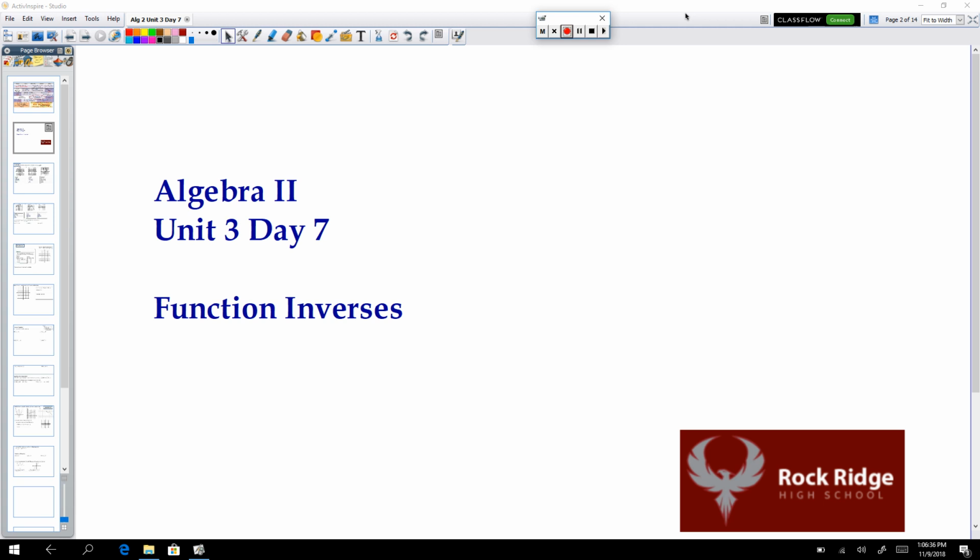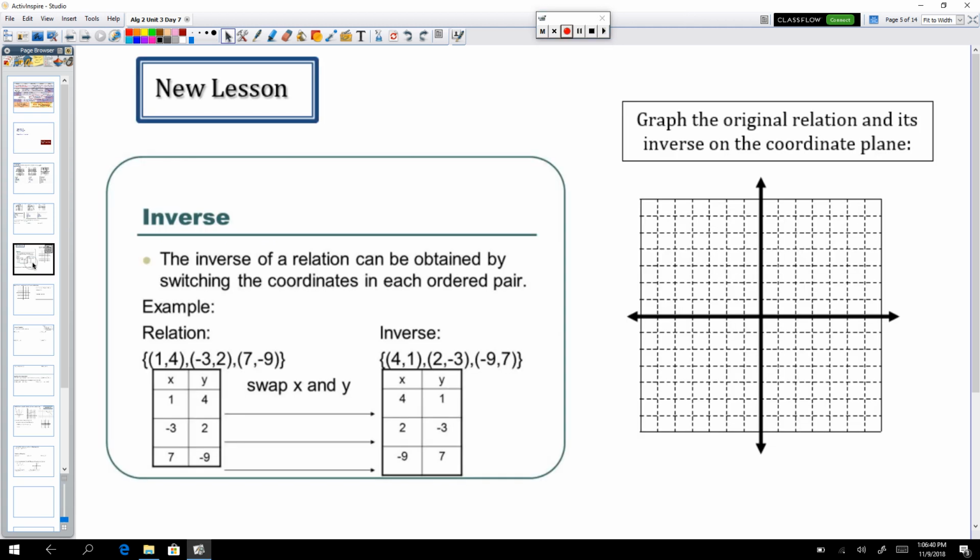This is the last of the new material for Unit 3. One main thing that you'll need to remember for inverses is that an inverse of any relation or function is when we swap x and y. That's the basic crux of everything we'll be doing in this lesson.